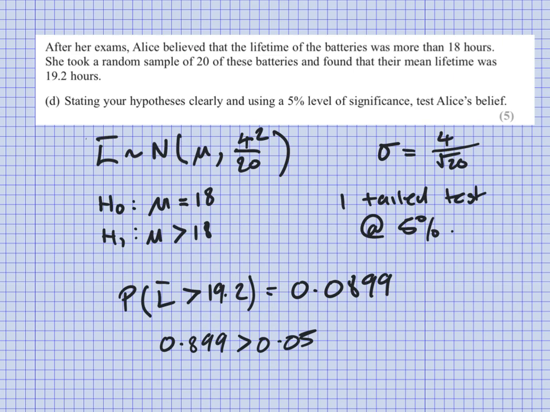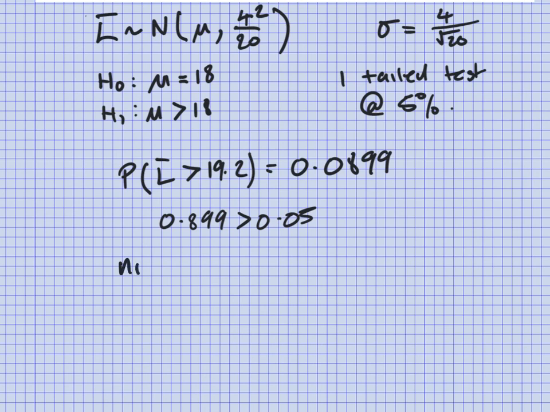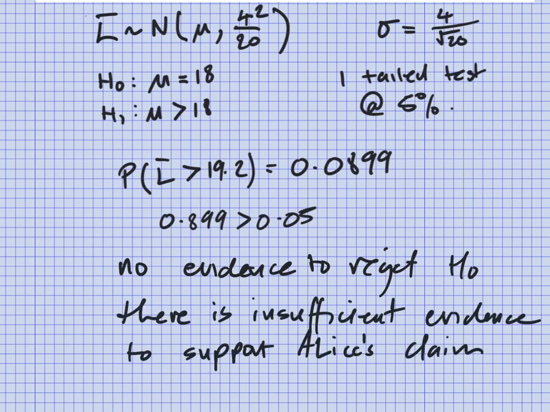Okay, excuse me, a tick. No evidence to reject H naught. Beautiful handwriting. We can also therefore say that there is no evidence to support Alice's claim. Okay, remember we need that final in-context sentence to get full marks. Just a thought, the mu is the correct thing to use in this, having reviewed it. I think that's everything on this one.